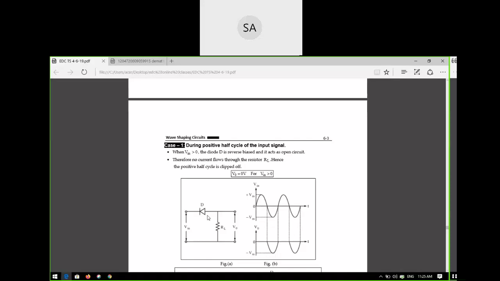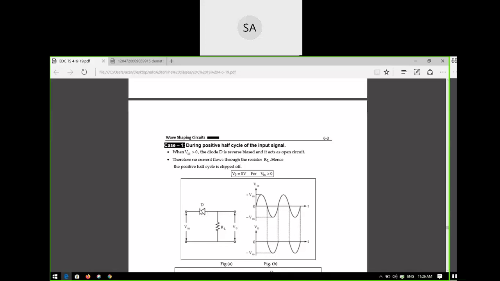Reverse bias, sir. Why is it reverse biased? Tell me. It is reverse biased because the positive input supply, your plus, is connected to the N region. Correct or not? This is the P region, this is the N region, a PN junction diode. So the N region is connected to the positive of the cycle.